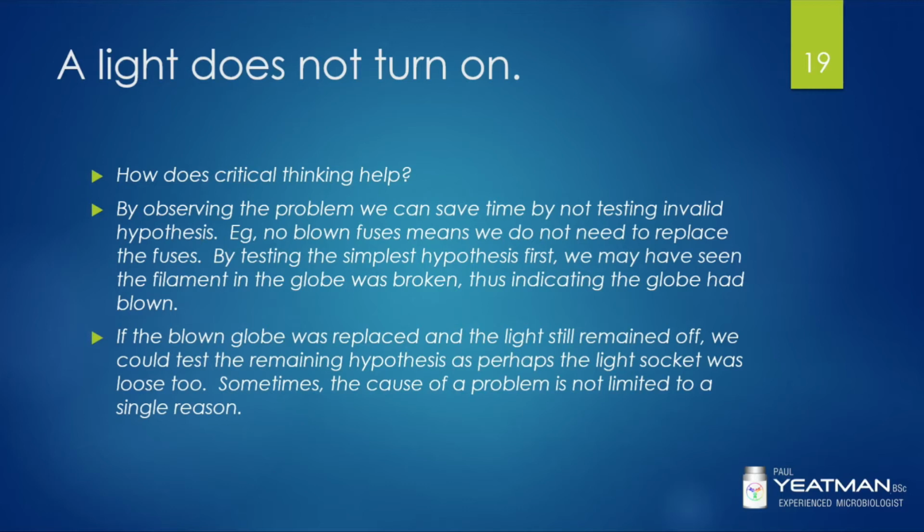With this problem of a light does not turn on, how did critical thinking help? Well, by observing the problem, we can save time by not testing invalid hypotheses, e.g. no blown fuses means we don't need to replace the fuses. By testing the simplest hypothesis first, we may have seen the filament in the globe was broken, which indicates the globe had blown. Quickest amount of time to do your testing. Look at the globe, it's blown, okay, that's done. Now we just replace it.